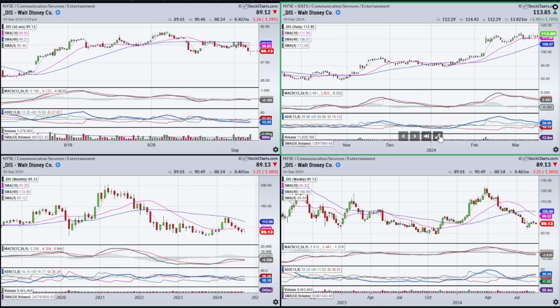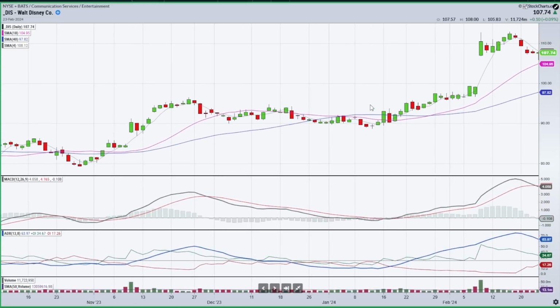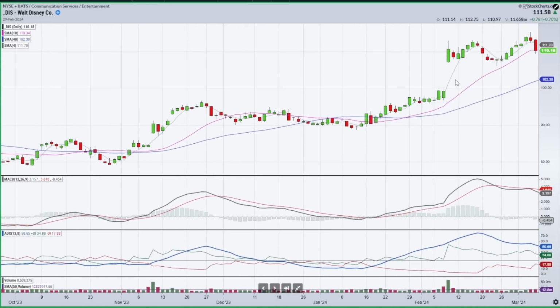Now, when you look at the approach, what I like to look for is a counter trend setup. That means the 18 on this time frame is actually below the 40. So we're going the opposite. So we're getting a pullback. On the higher time frame, we're getting a pullback to a rising 18. Okay, this is the pullback.